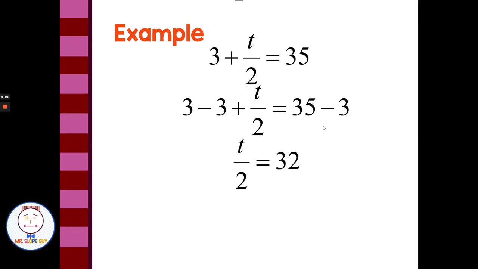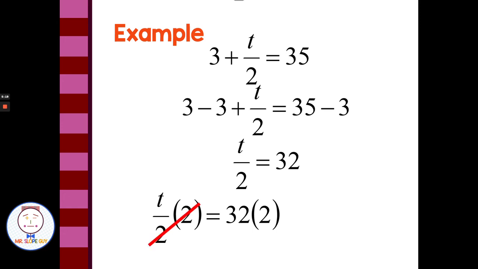And 35 minus 3 is 32. To undo divide by 2, I want to multiply both sides by 2, and you can do that by showing the dot or showing parentheses, but somehow you need to make notation that you're multiplying both sides of your equation by 2, and we get t equals 64.